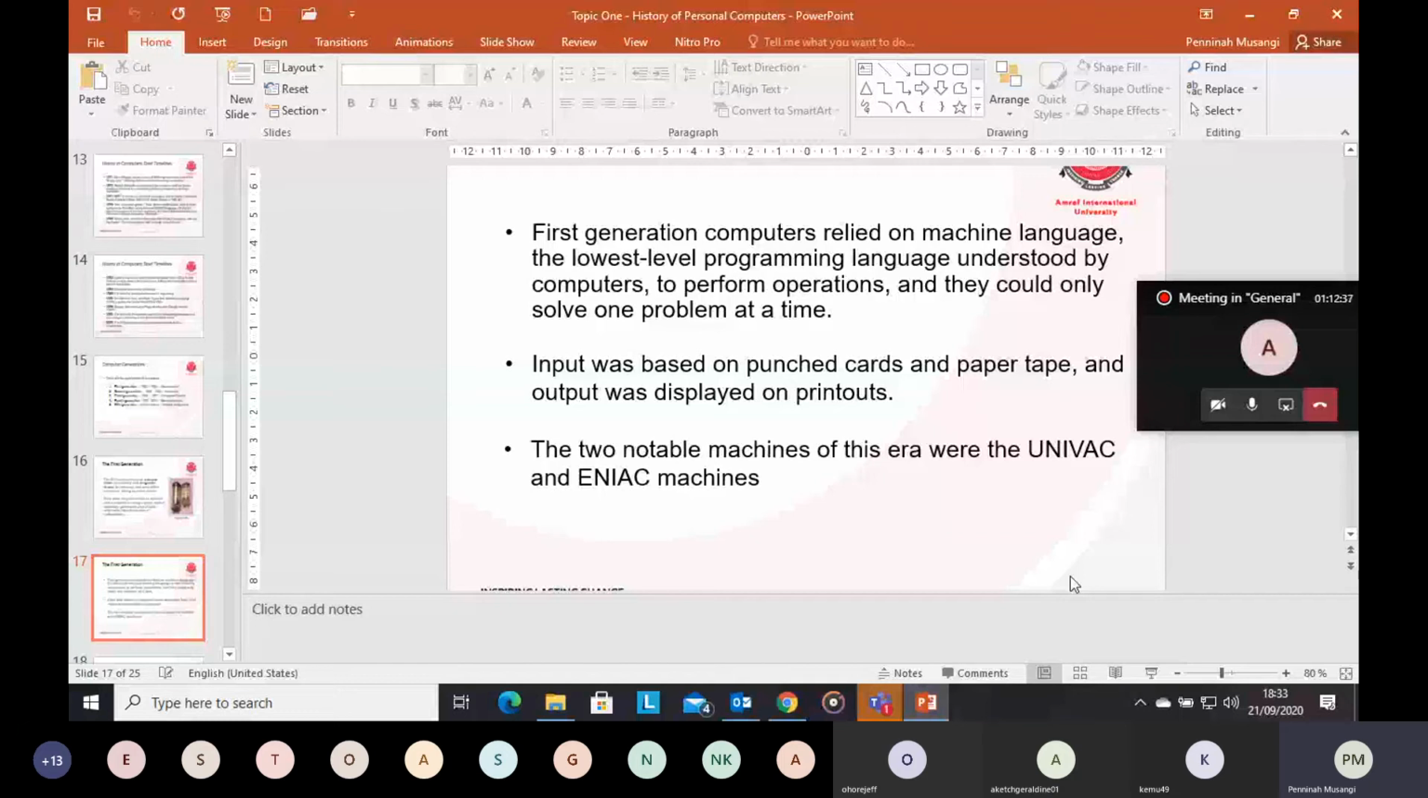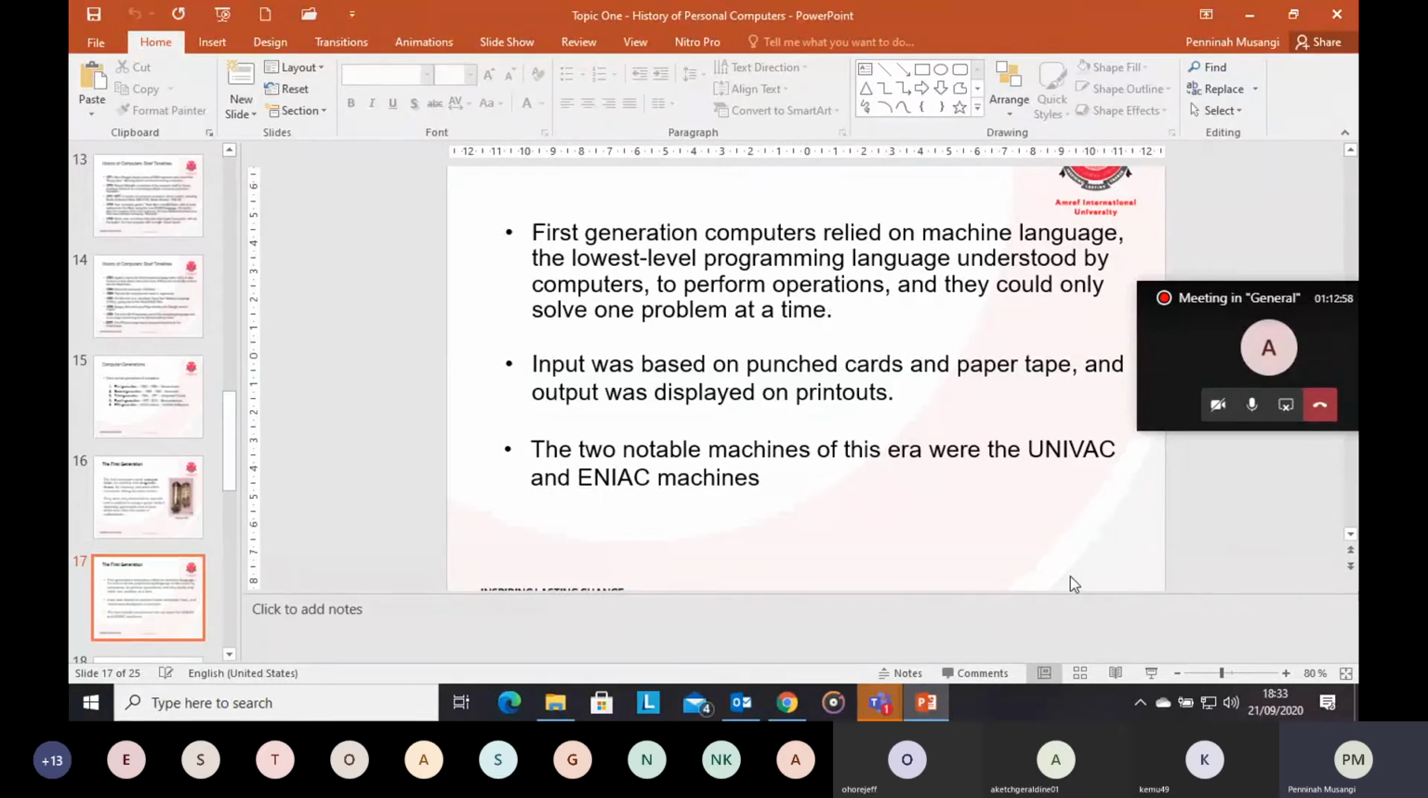Now for the computer to output or give you the response, in case it was a computation, you instructed it to do a computation, so you want to see the answer. That is the output. It was displayed on printouts. So it was not being displayed on the screen.